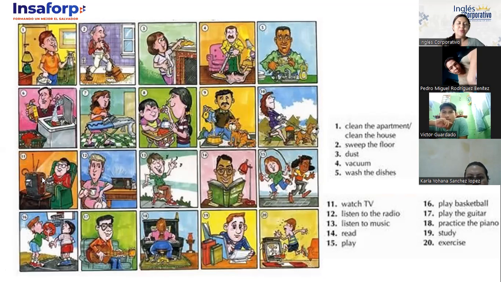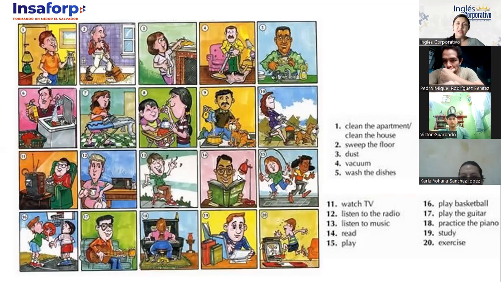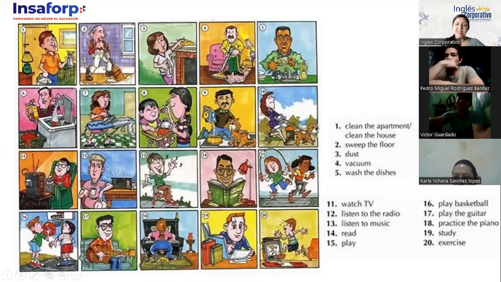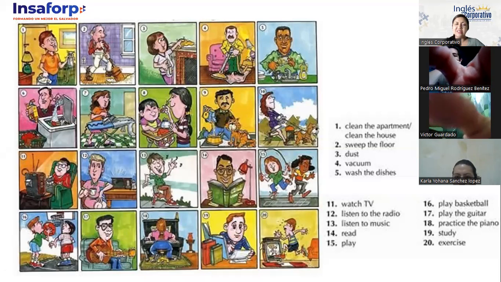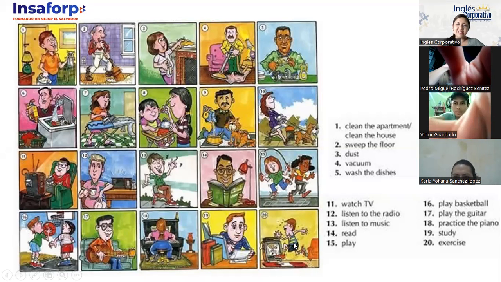Number 11, he is watching TV. Number 12, she is listening to the radio. 13, he is listening to music. 14, he is reading. 15, they are playing. 16, they are playing basketball. 17, he is playing the guitar. Oh, sorry. 18, she is practicing the piano. 19, he is studying. And 20, he is exercising. He is exercising.